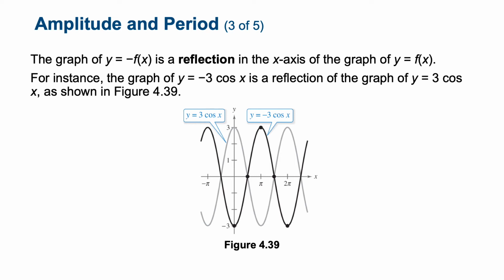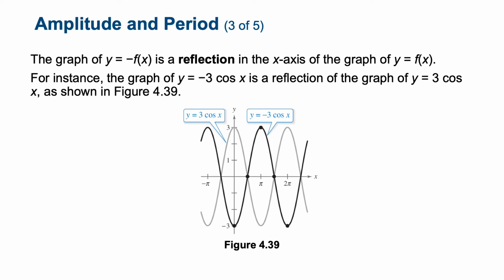So remember that our transformations, graph of y is equal to negative f of x is a reflection across the x-axis. So if I took y equals 3 cosine x, see the gray right here? This is 3 cosine x. The amplitude is 3, so it goes all the way up to 3, and then it comes back down to negative 3 and back up to positive 3 and down to negative 3 and so on.